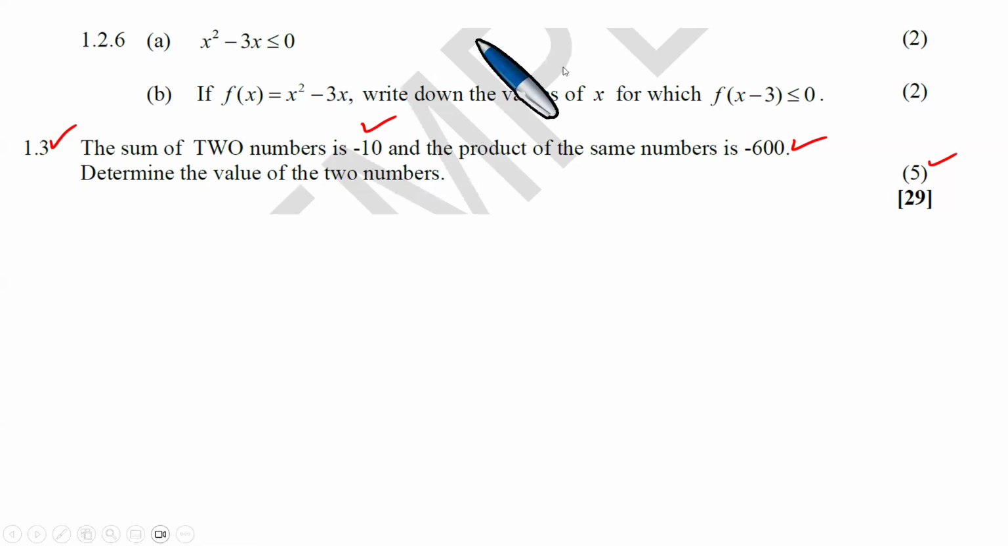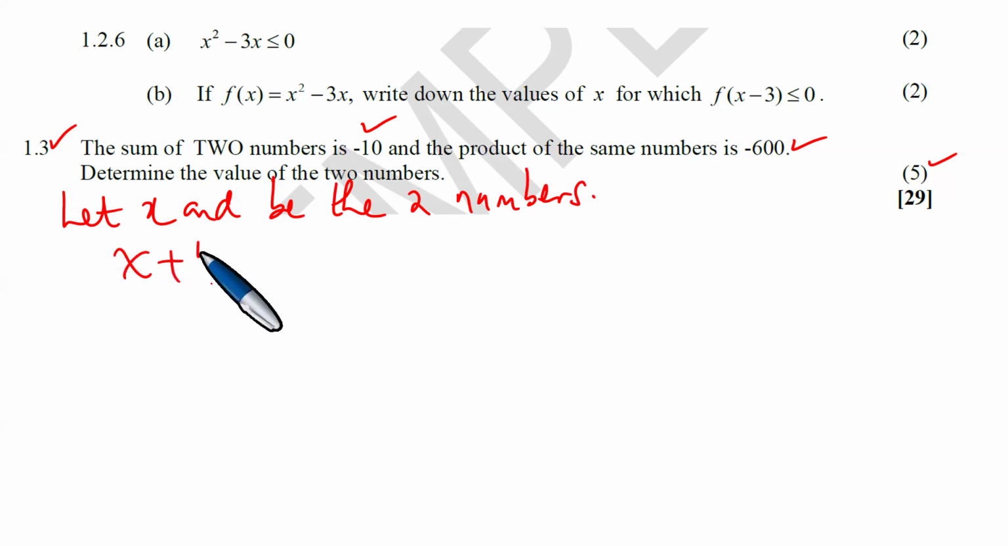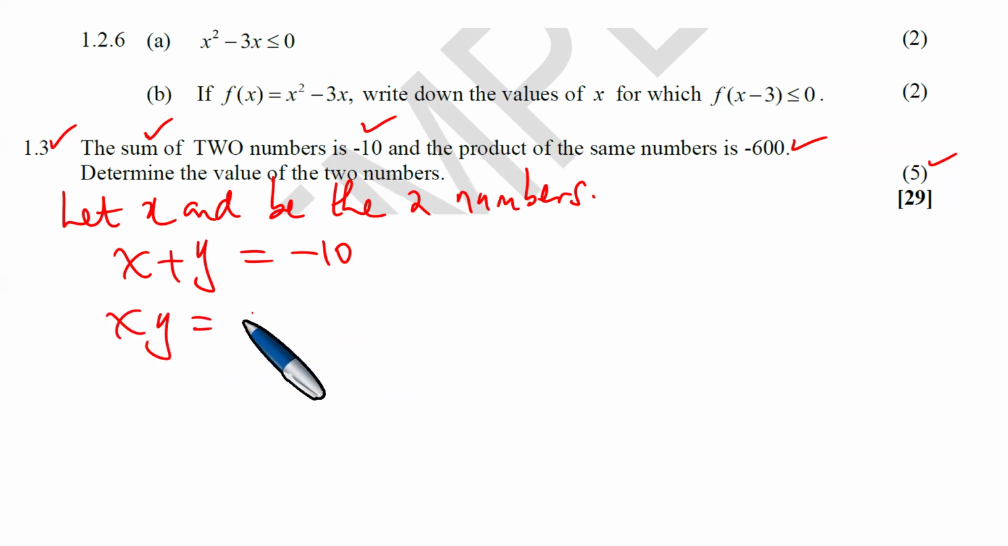Let's take a look. If the sum of two numbers is minus 10, you let x and y be the two numbers. The sum of the two numbers is minus 10, so in other words, if you add the two numbers, you get minus 10. And the product of the same numbers is minus 600.